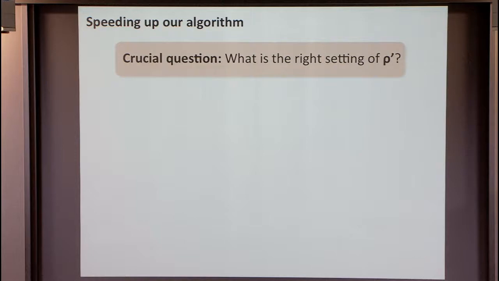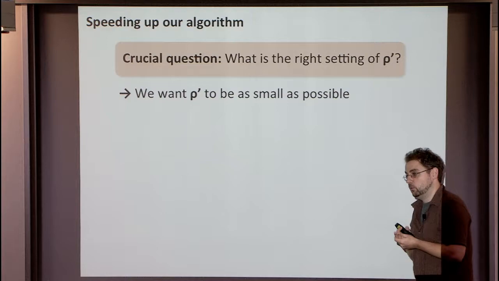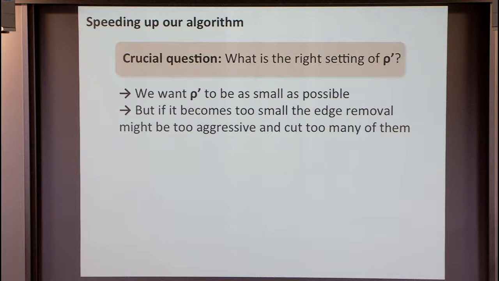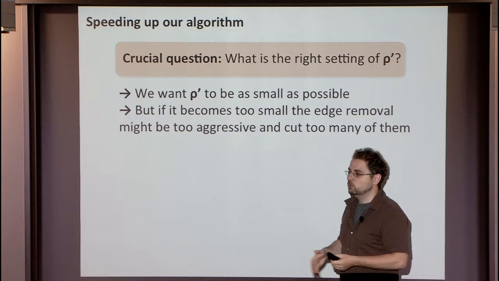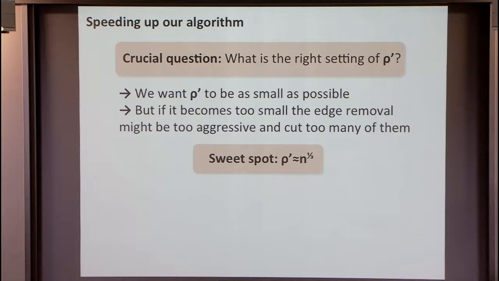Because on one hand, of course, we want rho prime to be as small as possible, because this will govern the number of iterations of multiplicative weights that we have. But on the other hand, if we put rho prime too small, let's say if you set rho prime to be 1, then all you will ever do is keep removing edges from your graph. And you will disconnect S and T, and at some point you will realize that you can't compute anything. Okay, so you can't be too aggressive in your choice of rho prime. And it turns out that the sweet spot to balance out these two effects is n to the 1/3.